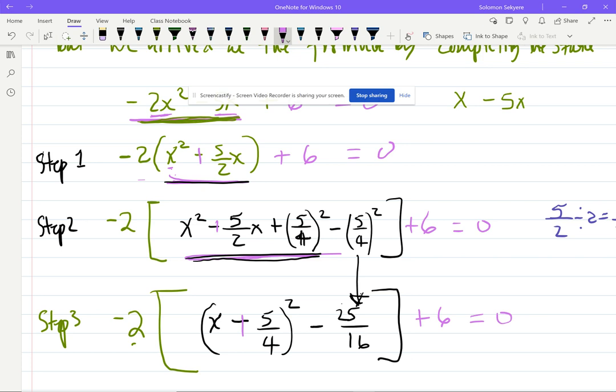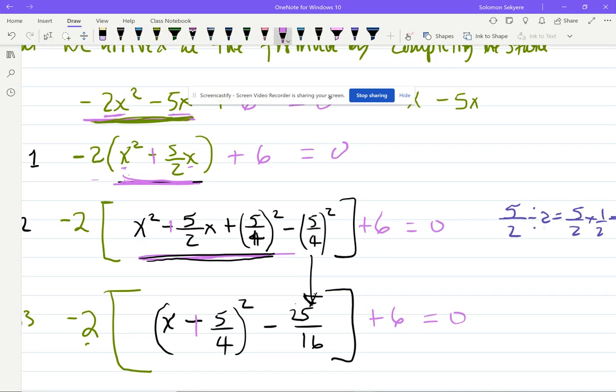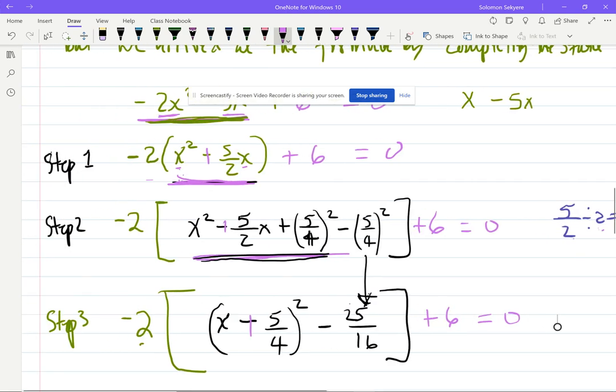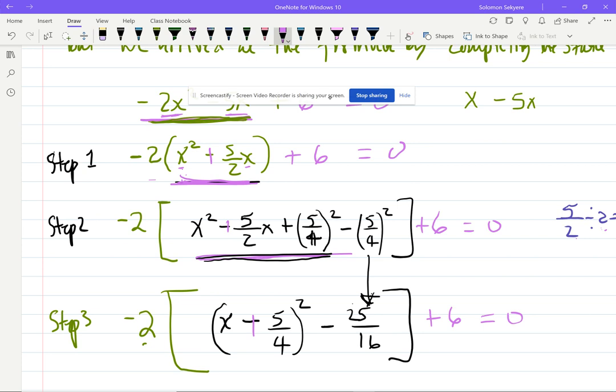So now this portion here is what we're going to focus on. This is the portion that we want to complete the square. How do we do it? Remember, you take the coefficient of the x, which is 5/2, divided by 2. 5/2 divided by 2, keep flip change, is the same as 5/2 times half, which is 5/4.